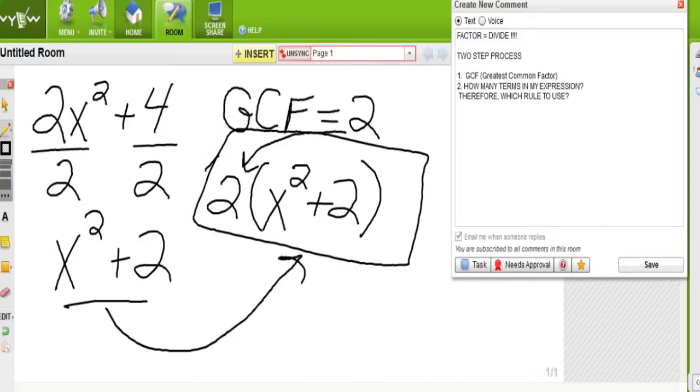Here you and I have just factored out 2, which was the greatest common factor. Now remember, that's just the first part of that two-step process. And with that, now comes the next part, which is how many terms do I have?